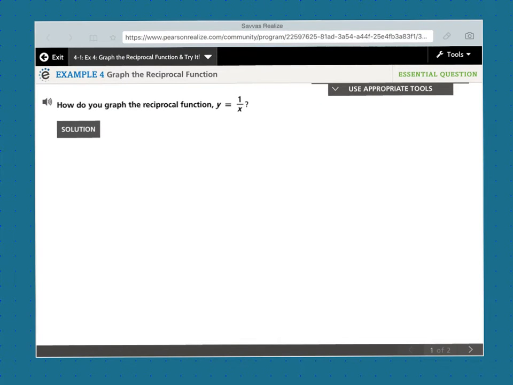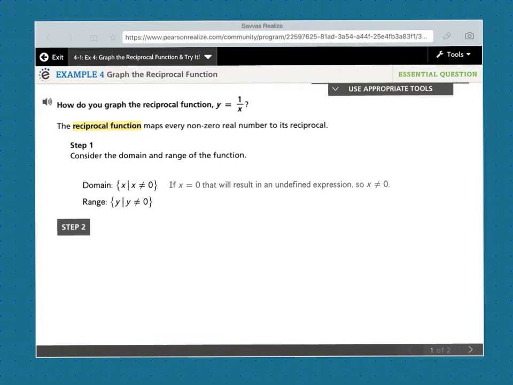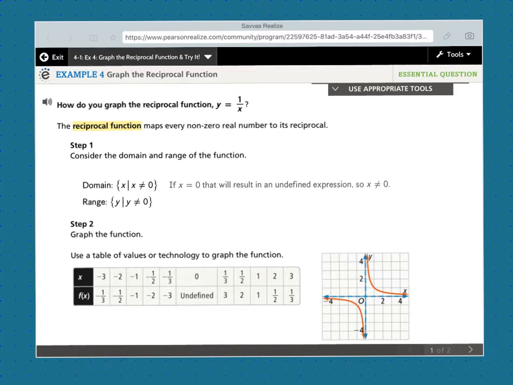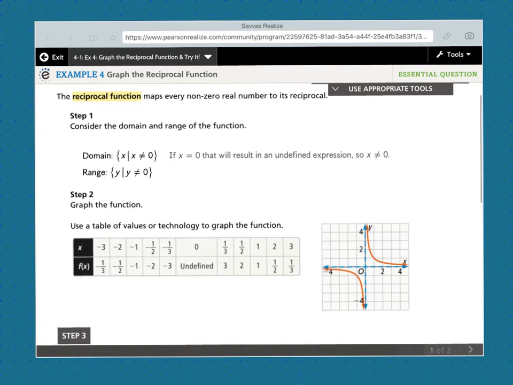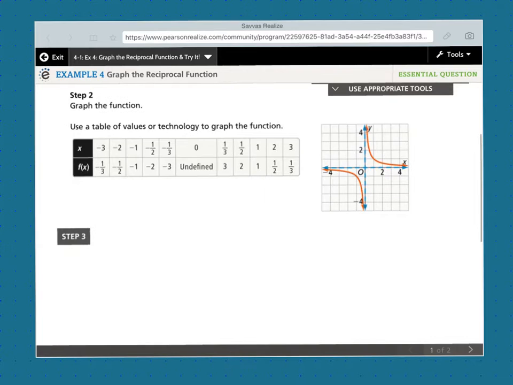How do you graph the reciprocal function y equals 1 over x? I'm going to use your textbook because it's a little bit wordy. The concept is fairly simple. So the first step you need to do is to consider the domain and the range. Obviously, y can be anything except 0 because the numerator is 1. And for x, the domain, x is in the denominator, so x is any real number except that x cannot equal 0, right? Now, the second step, we already know we create a table, which is what we have here.